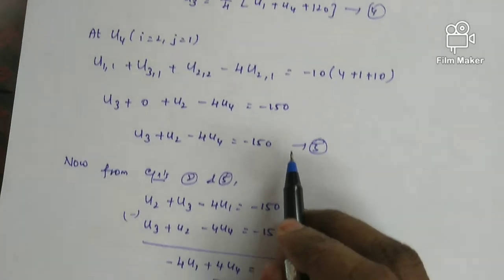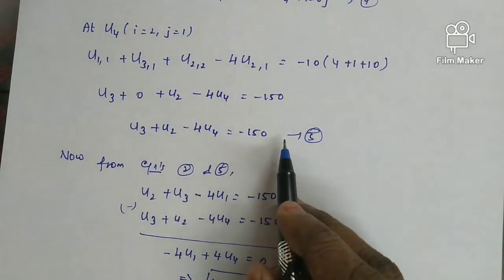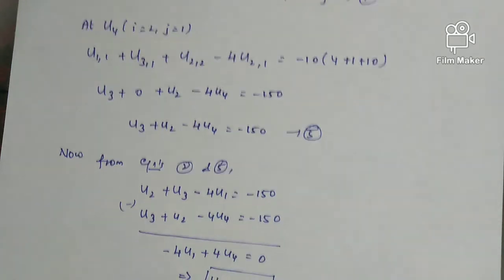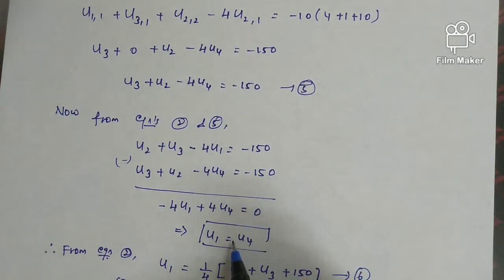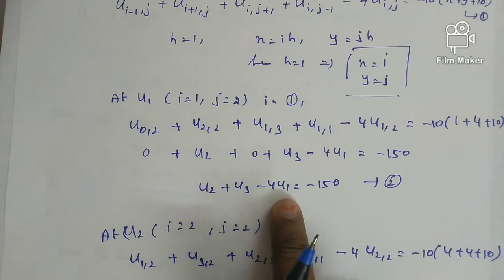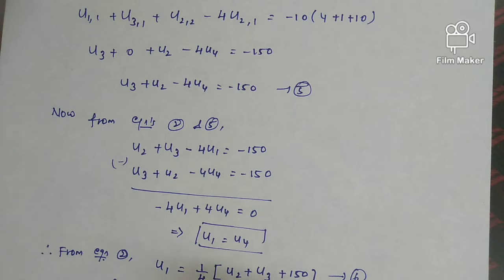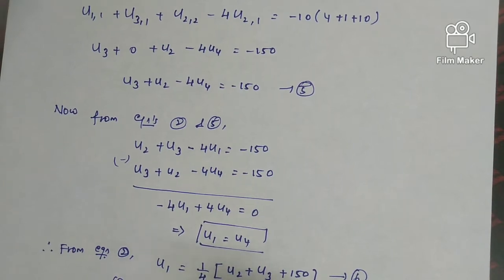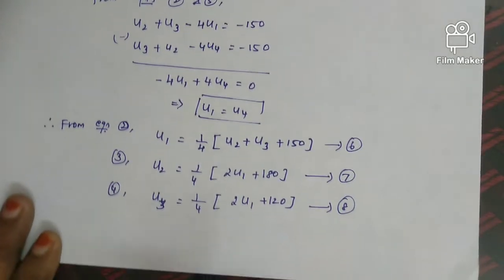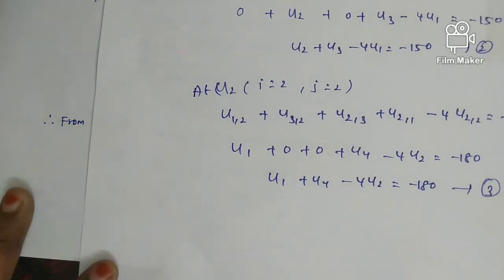Now look at this equation number 5: u3 plus u2 minus 4u4 equal to minus 150. Solving these two equations, we have arrived at a result: u1 equal to u4. So after this, from equation 2, u1 equal to u4. Based on this, from equation 2, u1 equal to 1 by 4 (u2 plus u3 plus 150). And from equation 3, this is our equation 3.